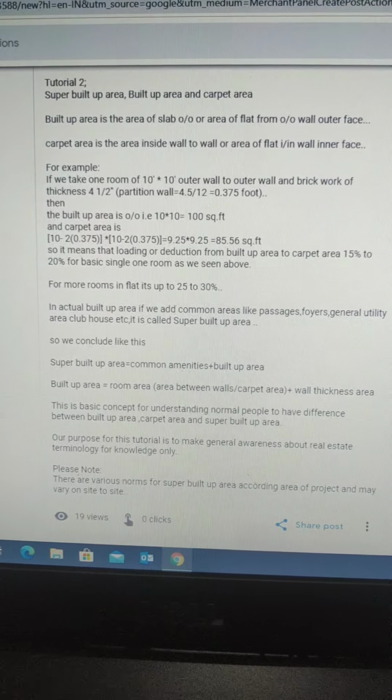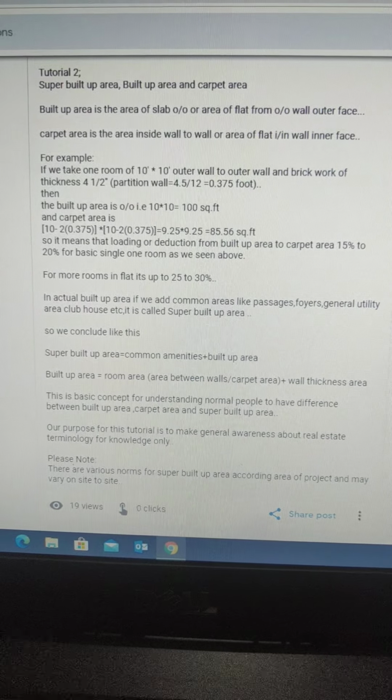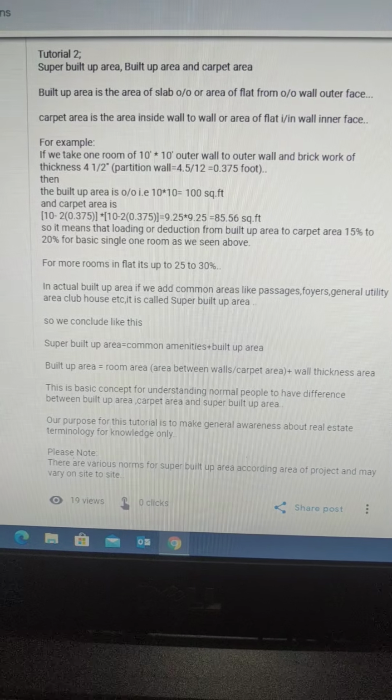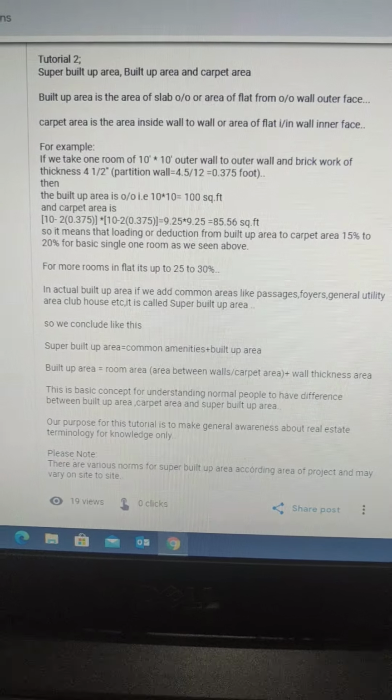So we conclude like this: super built up area is equal to common amenities plus built up area, and built up area is equal to room area plus wall area, that is, the thickness of the wall. We have to include it like this. This is the basic concept for normal people to understand the difference between built up area, carpet area and super built up area.